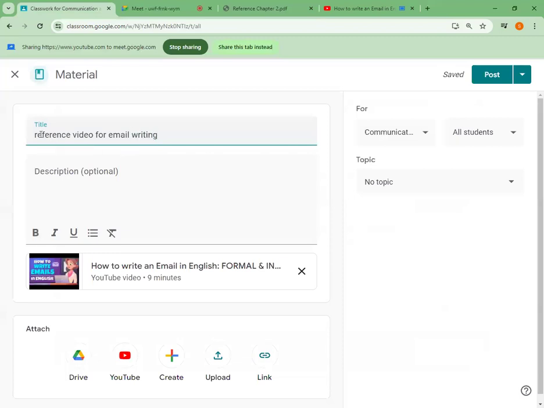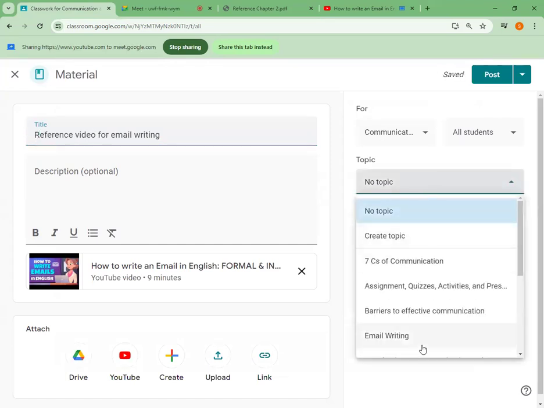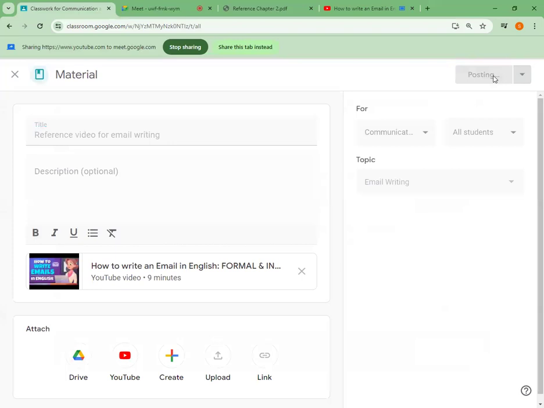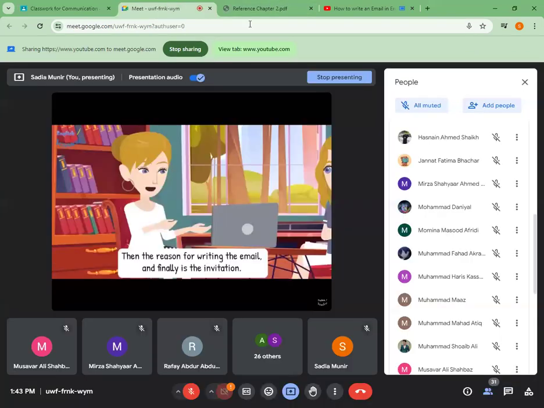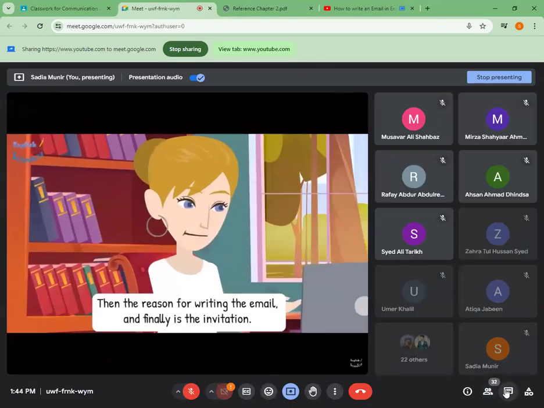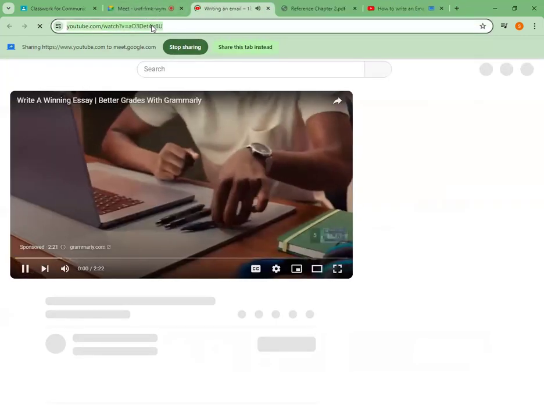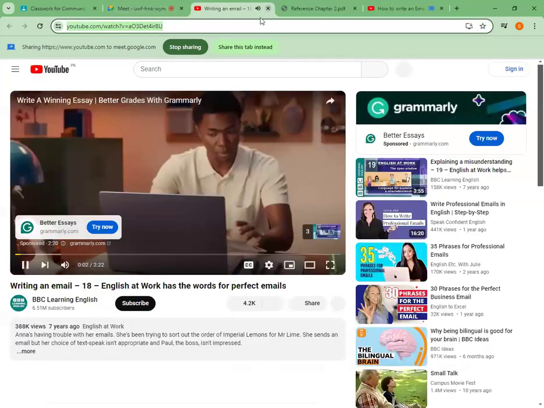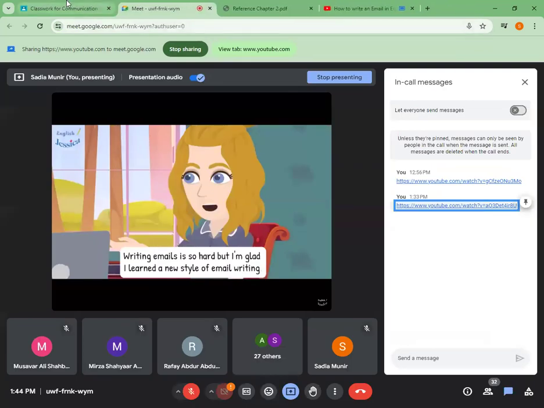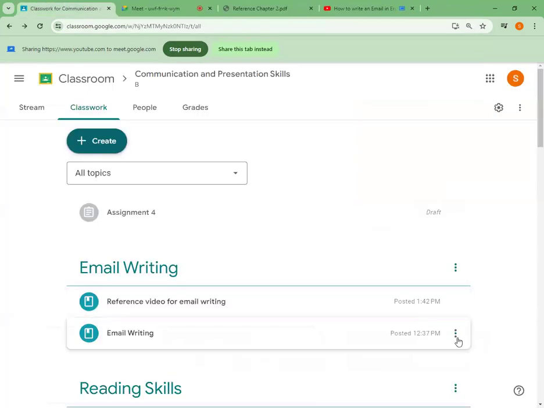So that's it. You should notice a few more points. After the greeting, you can express an apology for a long time without contact. Then the reason for writing the email, and finally the invitation. At the end of the letter, use a cordial greeting. That makes sense. I know my problems. Thank you, Mom. Writing emails is so hard, but I'm glad I learned a new style of email writing.